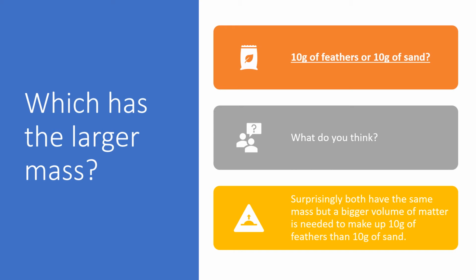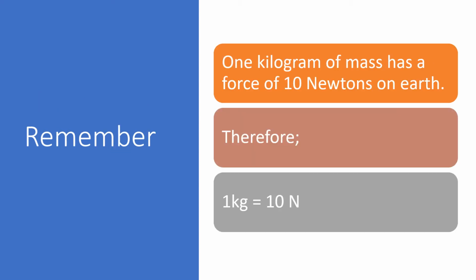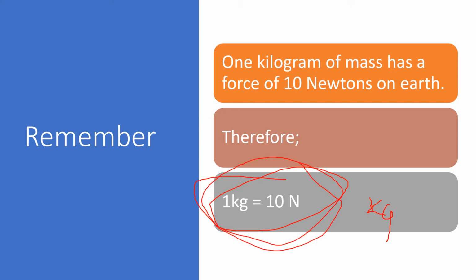Mass doesn't change. But if you look at the two bags, you will see that the bag of feathers is big and fluffy, whereas the bag of sand is small. So the volume that it occupies would differ. Now this is actually very important for you all. You must remember that 1 kilogram is equal to 10 newtons. So you will get conversions where you have to convert kilograms to newtons and newtons to kilograms. If you remember this, you will be able to do it very easily.